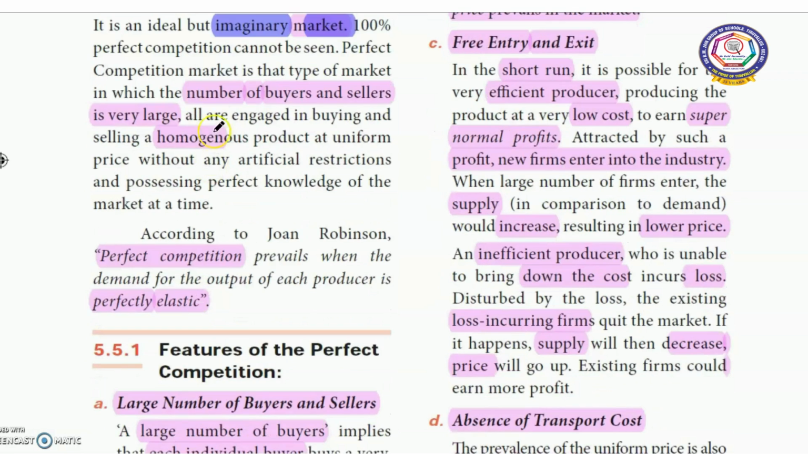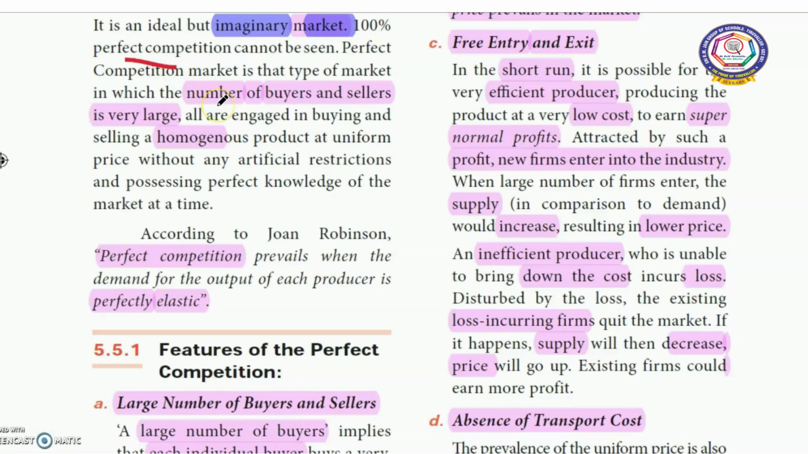Now, what are the features of perfect competition? Actually, perfect competition is an ideal but imaginary market. So we can't say any market is perfectly competitive. So 100% perfect competition cannot be seen.